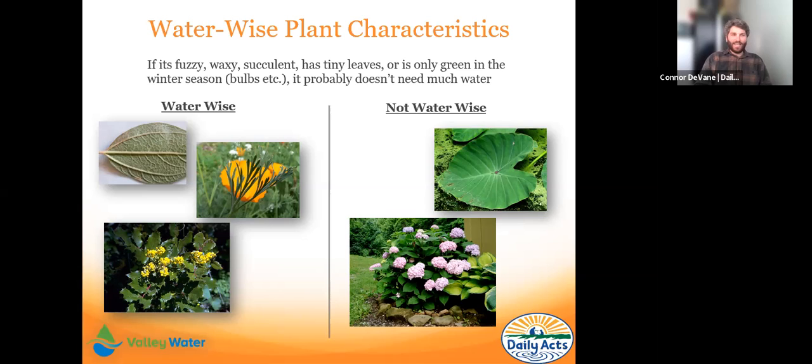And I know Nick has a list of good water-wise plants for Valley Water folks that we'll send out after the presentation. But say you're walking through the neighborhood, you see a plant you like, there's not a plant tag, there's nobody there to ask. You want to know whether this is a good water-wise plant for your garden. If it has fuzzy, waxy, or tiny leaves, if it's a succulent like a cactus, or if it's only green in the winter, odds are good that that plant doesn't need a lot of water to survive.